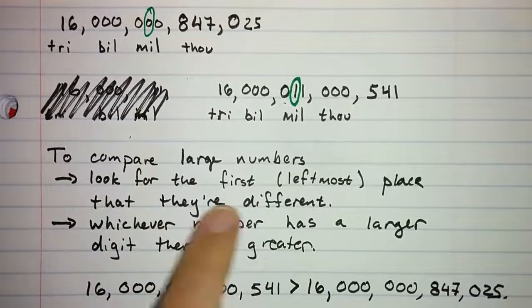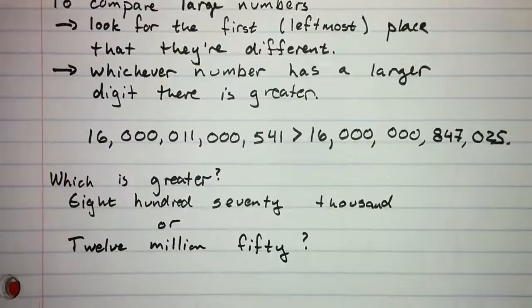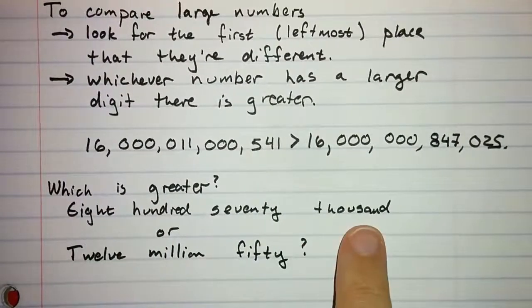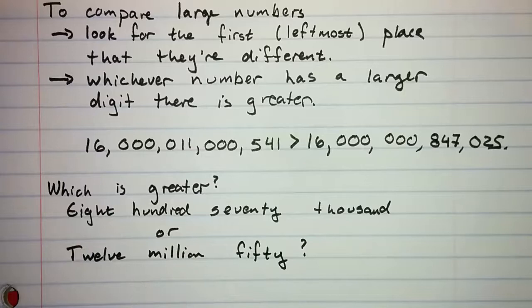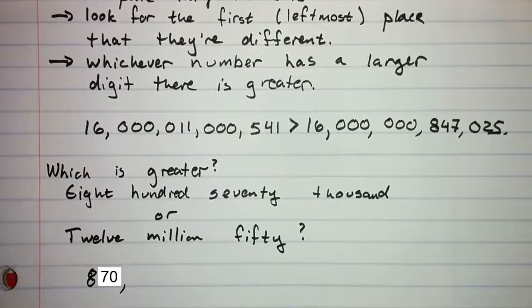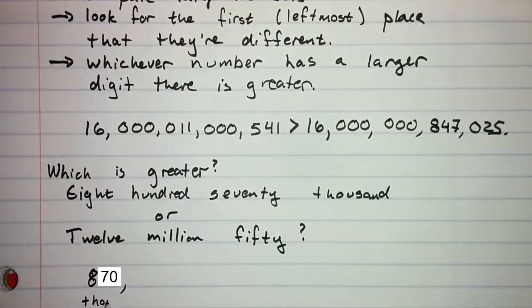Now, something I want to underscore about this leftmost place. So we want to decide which is greater, 870,000 or 12,050,000. Again, let's write these out in numerals first. 870 in the thousands group. And then nothing else, so let's fill in zeros for the units group. 12,050,000. That's 12 in the millions group.